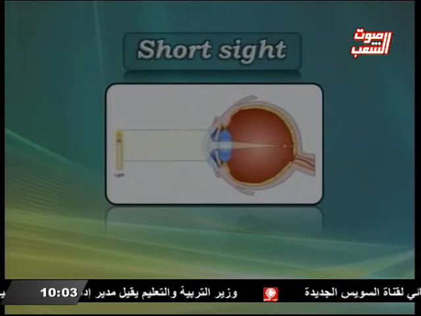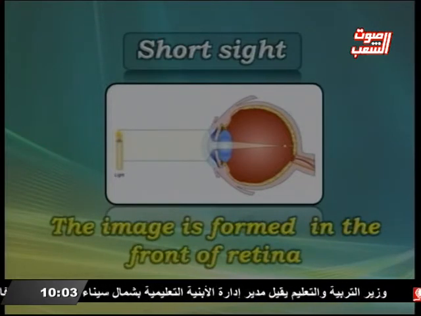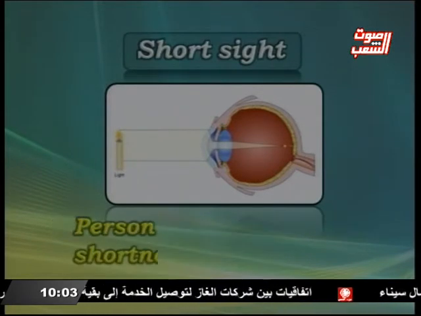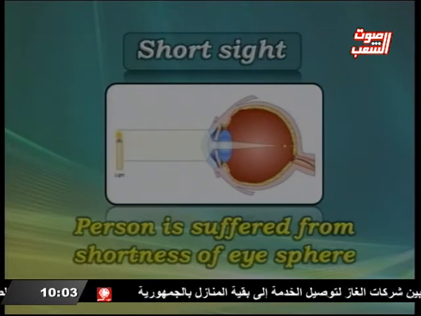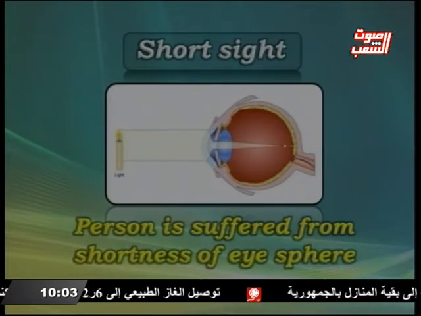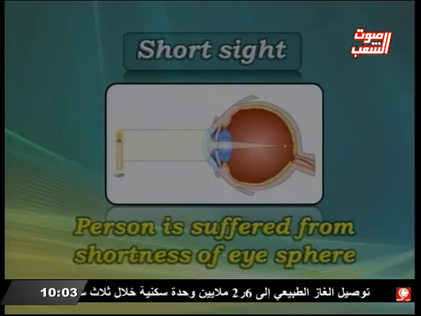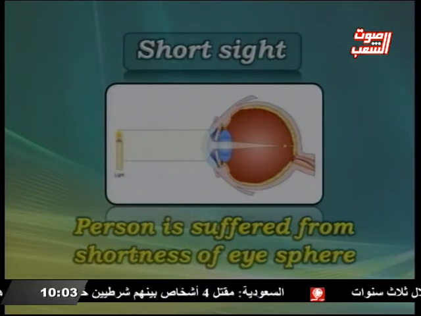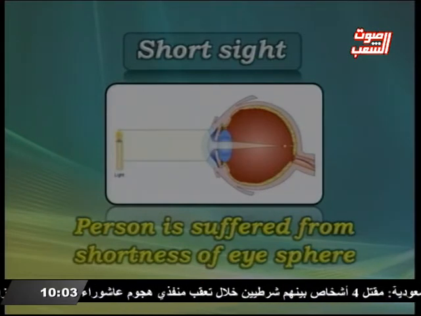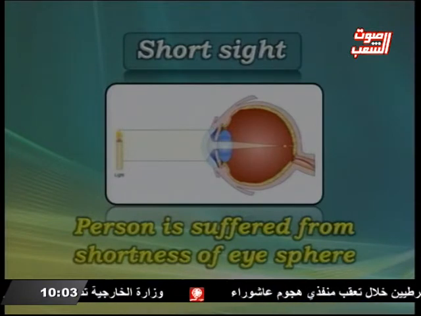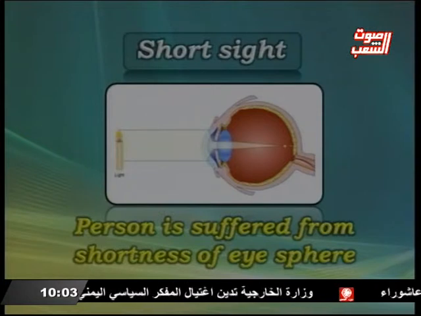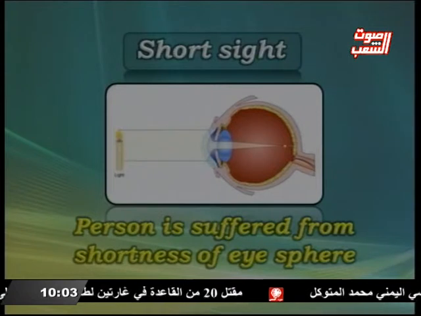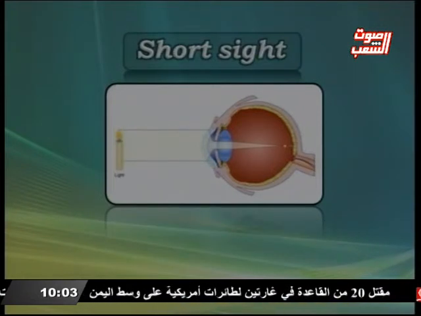After that, short sight is when the image is formed in front of the retina or before the retina, like we see in this picture. The person suffers from a shortness of the eye sphere, and this shortness makes the image form in front of the retina. So this person cannot see anything far from him very clearly. The images of anyone or anything far from us are not clear. So this person has short sight.